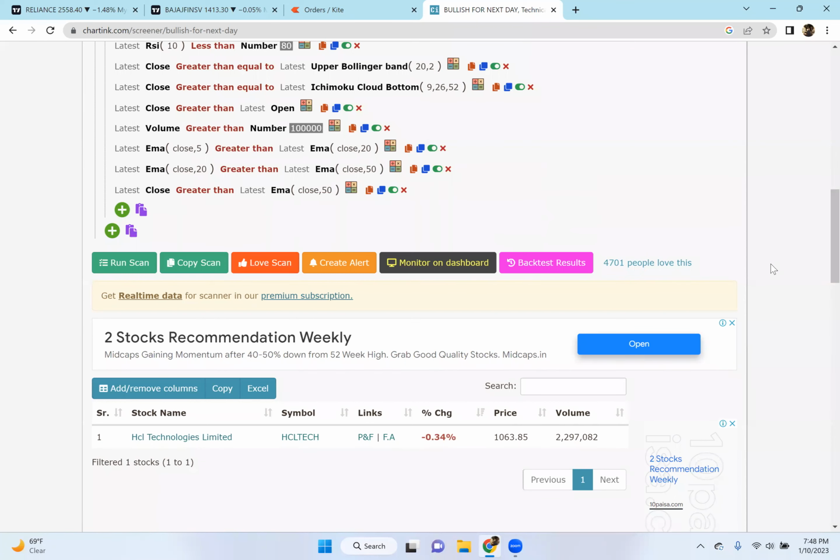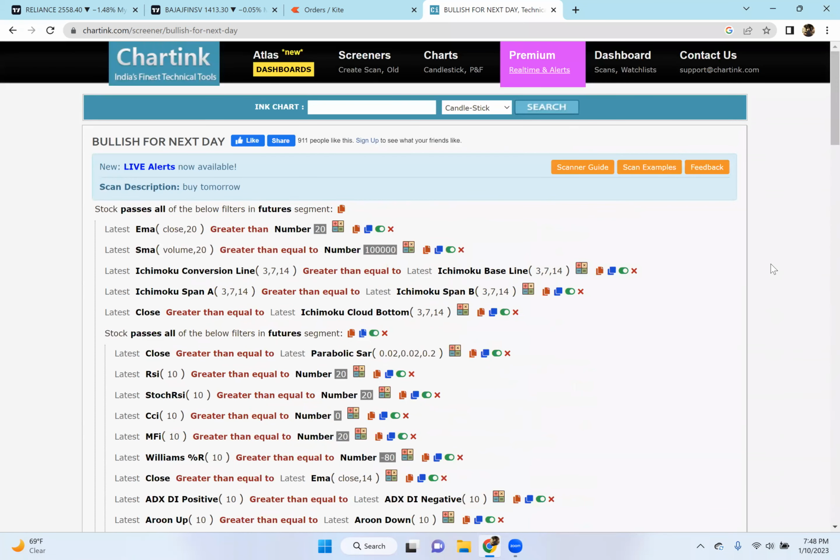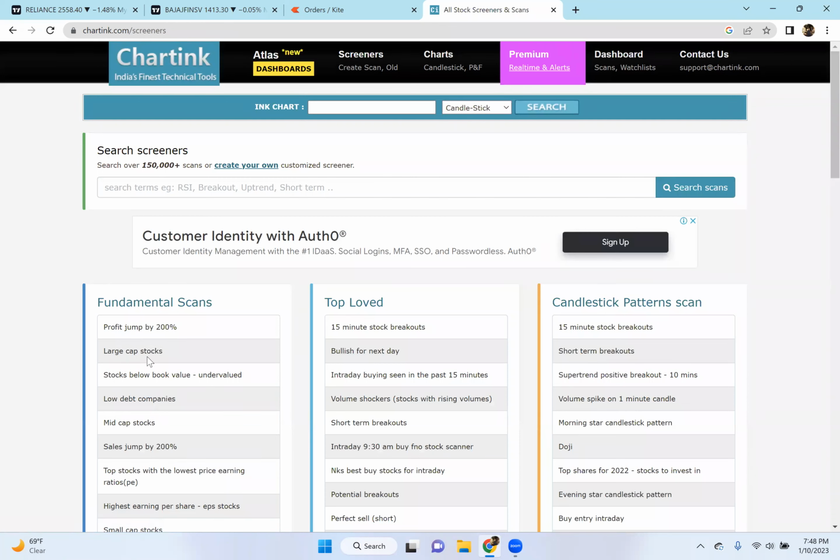Okay. So, does this answer the question on the screener? Yes. Thank you. Yep. So there are a lot of things you can look at for intraday, there are even fundamental scans. It gives a 9:30 buy screener.